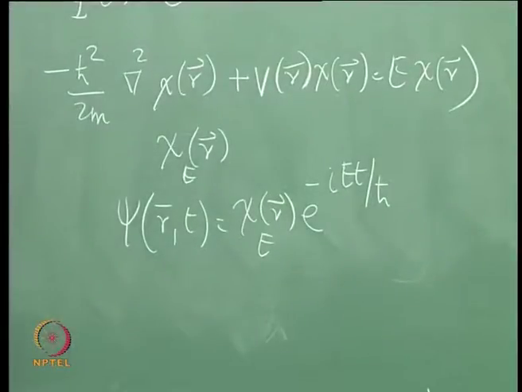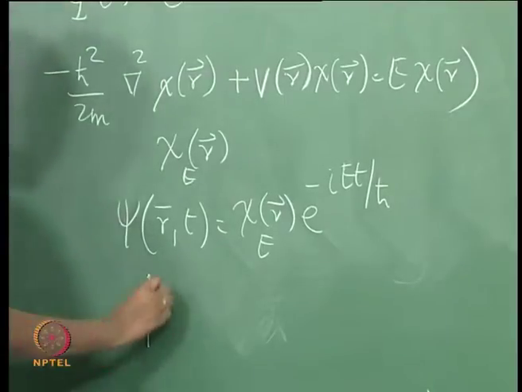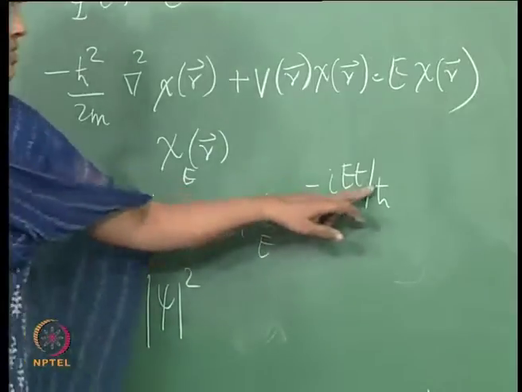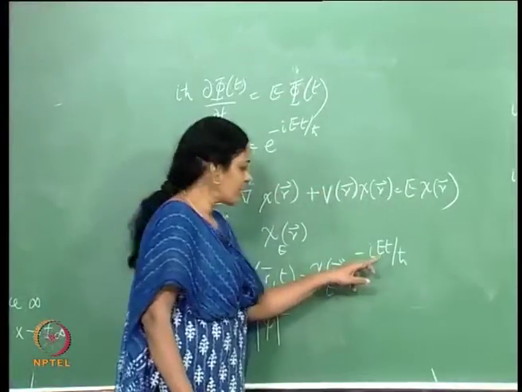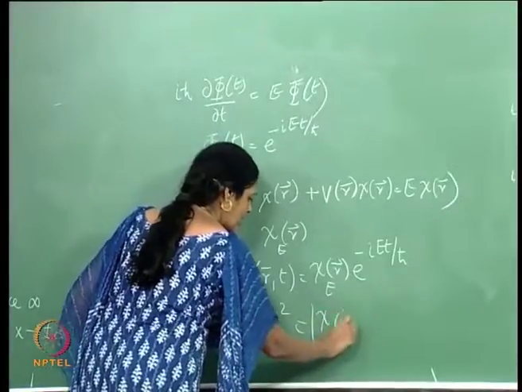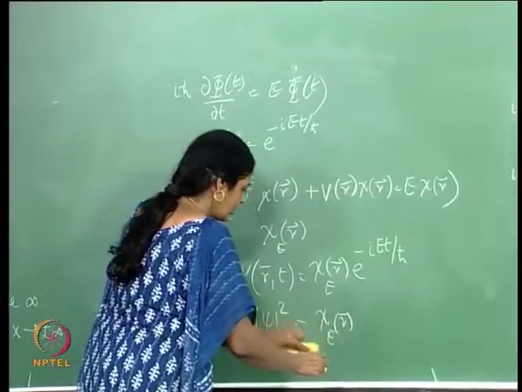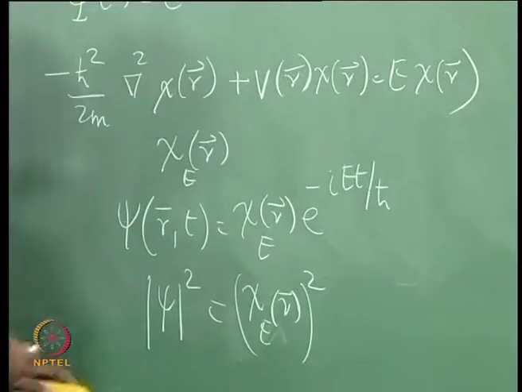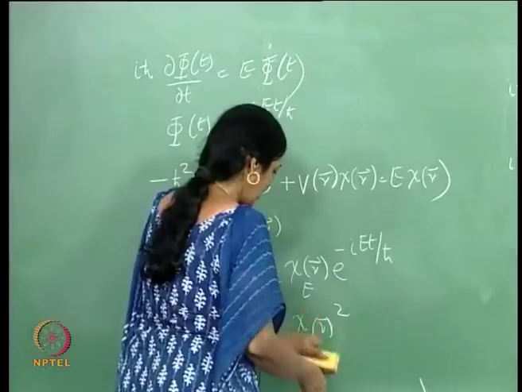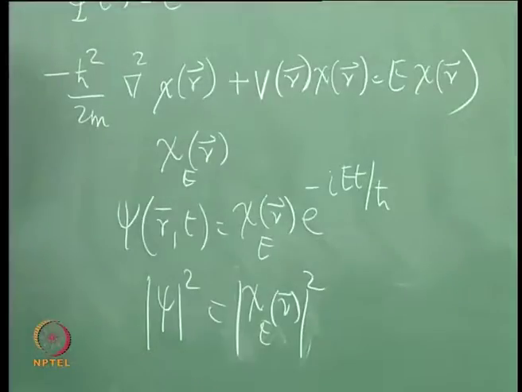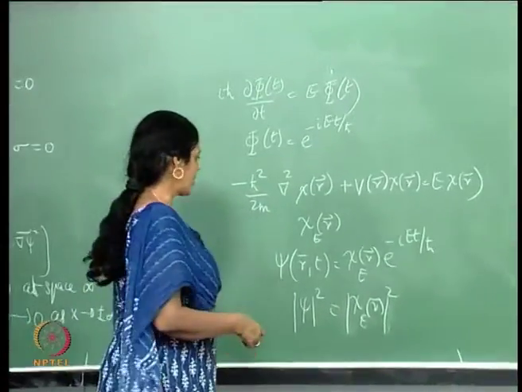The upshot of the whole thing is this, that if I now find the modulus of ψ the whole squared, it is clear that this term cancels out and I just have the modulus of χ_E(r) squared. And even if it were in general complex, I could write it like this. So that is certainly one property of the stationary state.